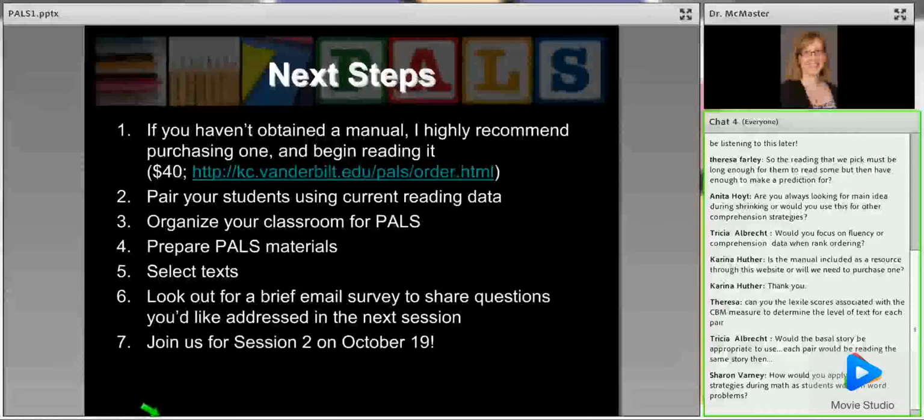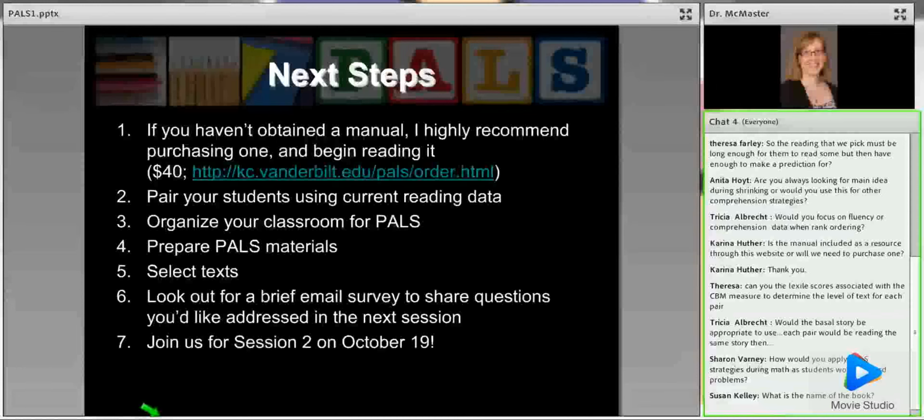So you should have everything that you need to implement PALS other than the books and the students. And then start thinking about your student pairs. So gather whatever reading data you have available, do that rank ordering and figure out who your good pairs are going to be. Start thinking about how the classroom would be organized, where kids are going to sit, what you might put on the walls. The book is called, it's actually on one of the earlier slides, so I'll go back there in just a minute. But it's basically PALS for reading in grades 2 through 6. Pair your students, organize your classroom, select the text that you're going to use.